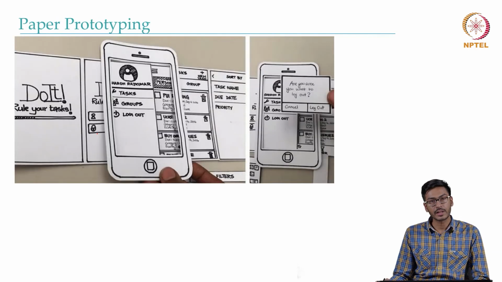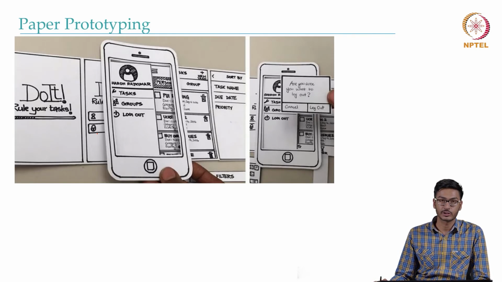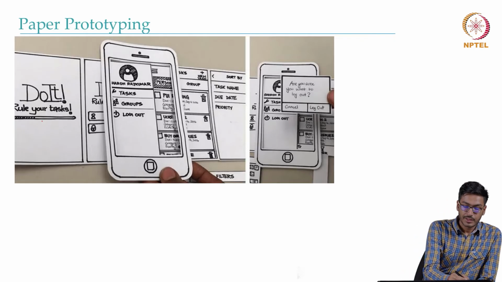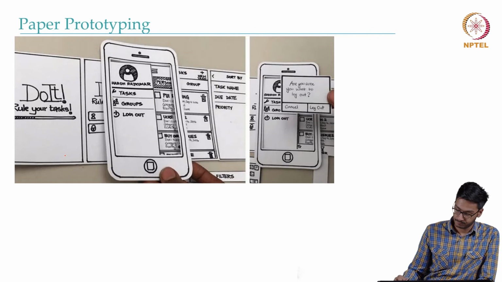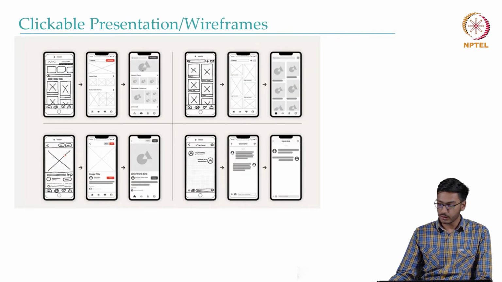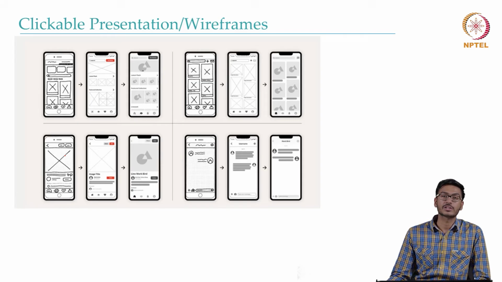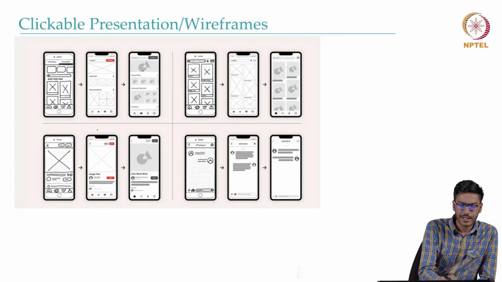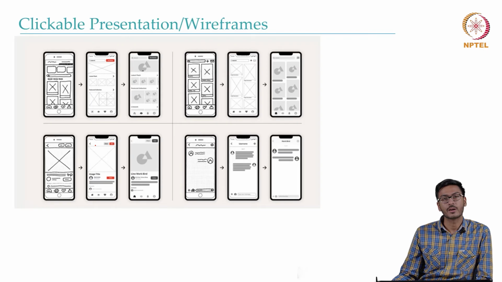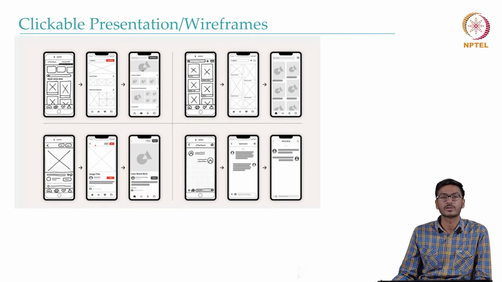Then we have paper prototyping, where we make paper prototypes for each function. These are meant to be flexible but rough, allowing for a greater degree of feedback and iteration. We can also create lo-fi prototypes in the form of clickable presentations, or as we call them, wireframes. Wireframes can be made by sketching or by basic digital wireframing software like Figma.